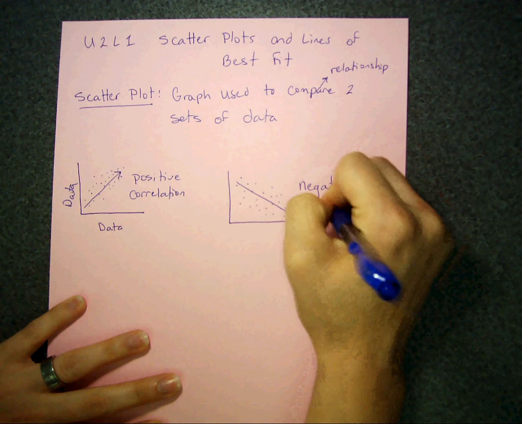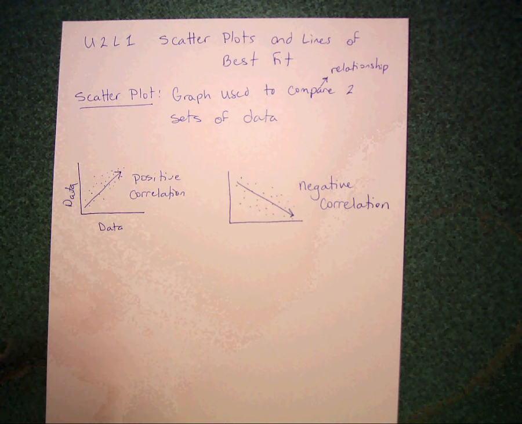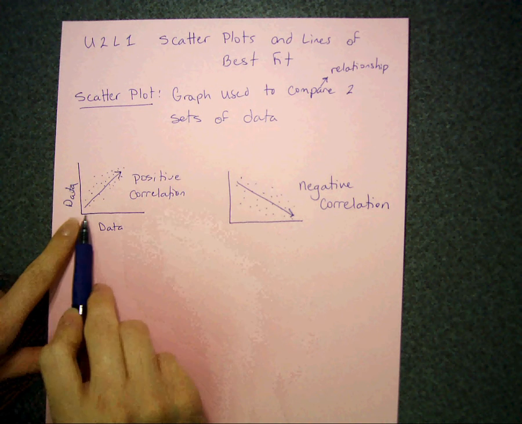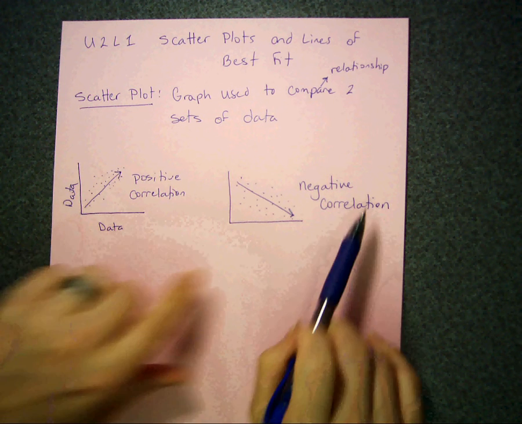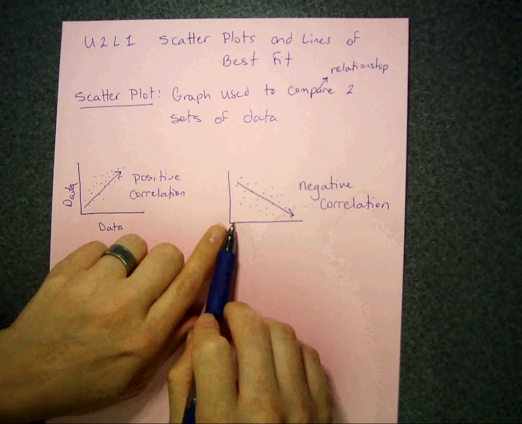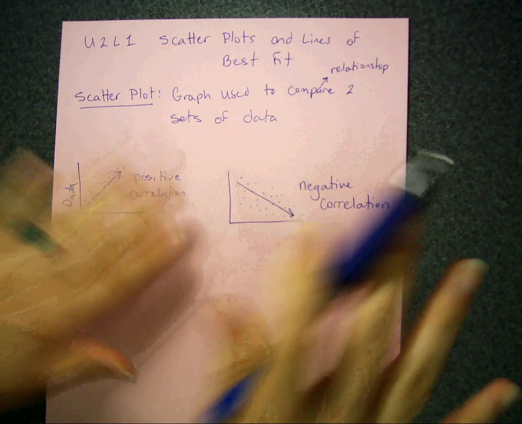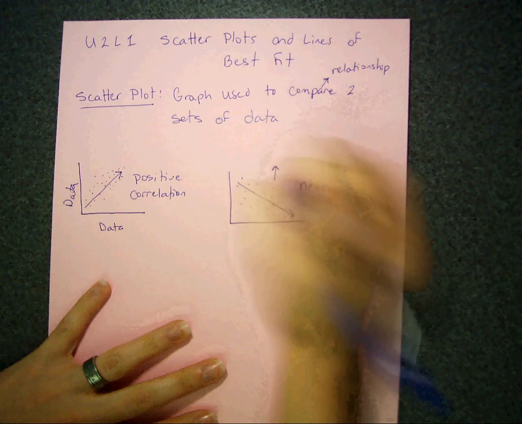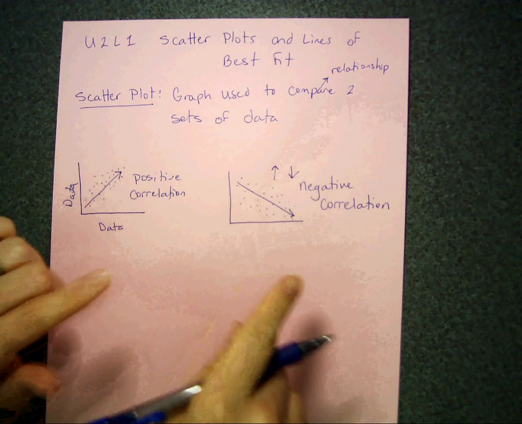If you look at the positive correlation, as one set increases, so does the other set. And with a negative correlation, as one set increases, the other one decreases. So they're going in opposite directions. If one increases with a negative correlation, the other is going to decrease. With a positive correlation, if one goes up, so does the other one.